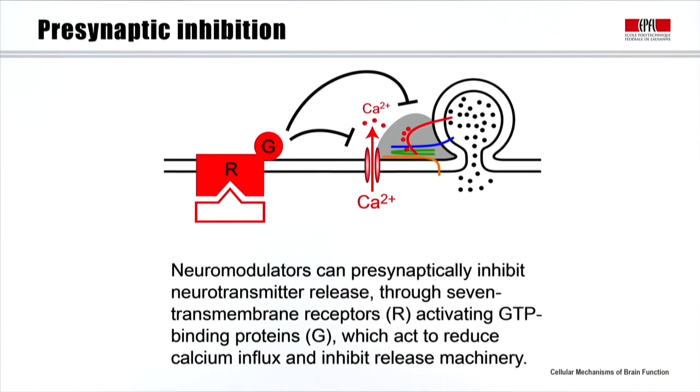One major form of presynaptic modulation is called presynaptic inhibition, and this occurs at almost all synapses in the brain. Near to the release site, but not at the actual active zone, there are typically 7-transmembrane receptors that couple to G proteins. Upon activation by an agonist of the receptor, the G protein splits, and the beta-gamma subunit can block the entry of calcium through voltage-gated calcium channels, so that's a direct interaction of the G protein with voltage-gated calcium channels to inhibit calcium influx.